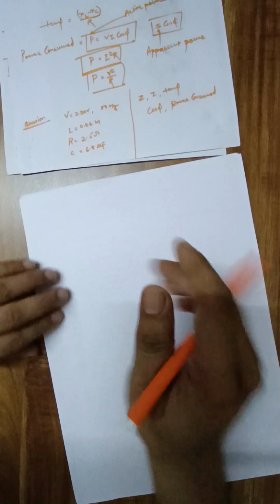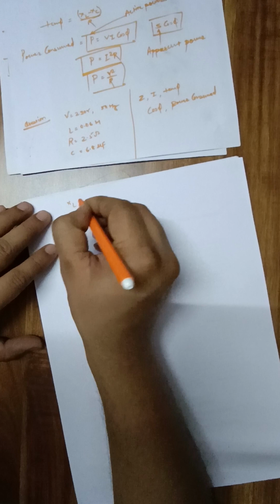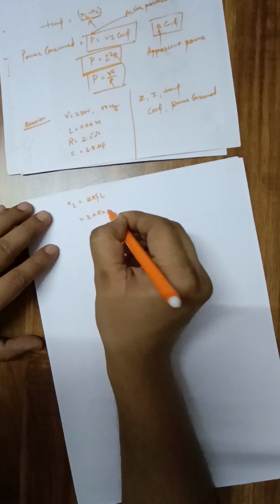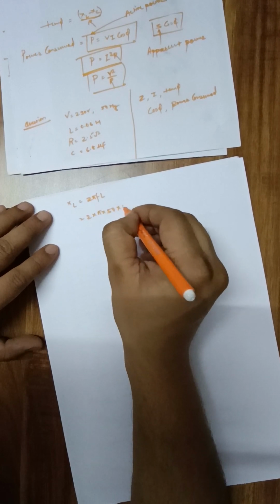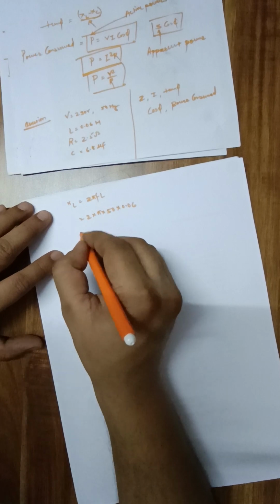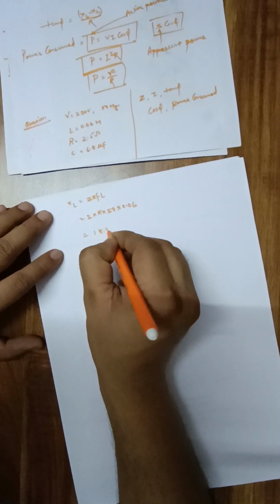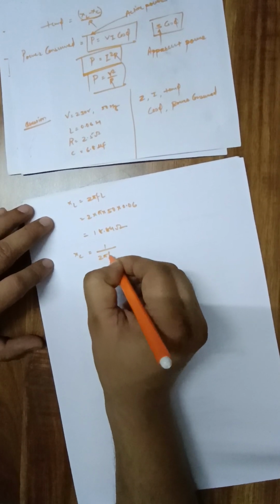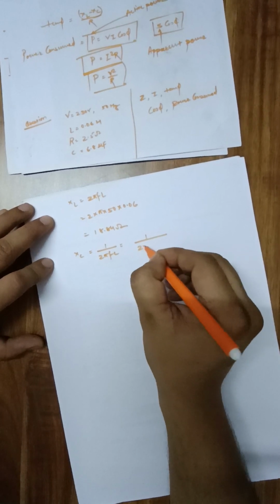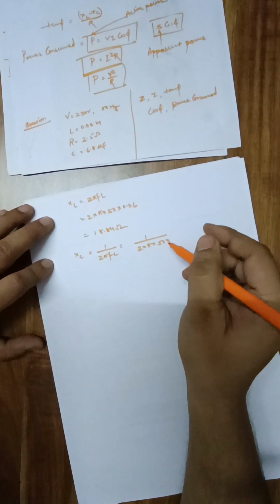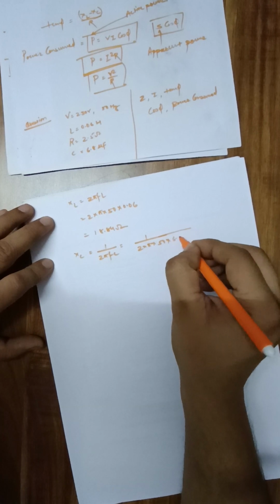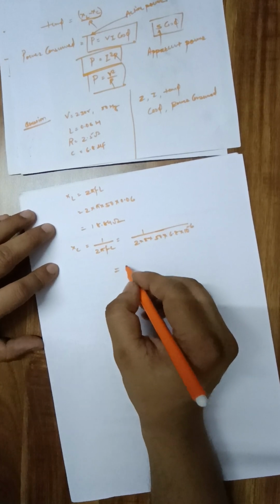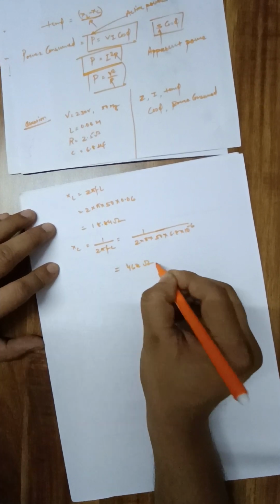So what we will do, first of all calculate XL. XL will be equal to 2 pi FL. Put the value 2 into pi into f is given 50 hertz into L is given 0.06 Henry. So what will be the value of XL? 18.84 ohm. Now calculate XC, 1 upon 2 pi FC. Put the value 1 upon 2 into pi into 50 into C is given 6.8 microfarad into 10 to the power minus 6. So the value will be 468 ohm.